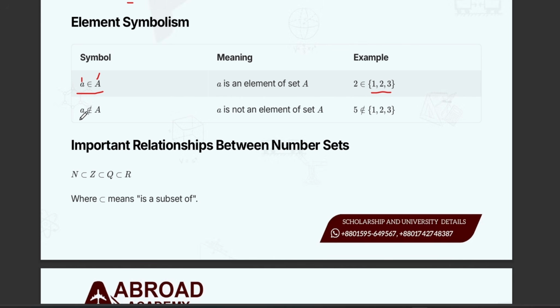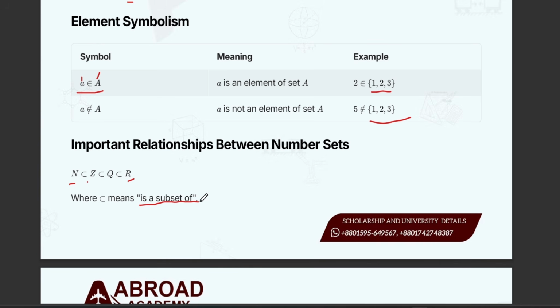And as you can see, a is not an element of A, so a is not an element of set A, and 5 is not an element of the set 1, 2, 3. An important relationship between numbers and sets is that N is the natural numbers, and so on up to Q and R, where R is the real numbers. This symbol means is a subset of.